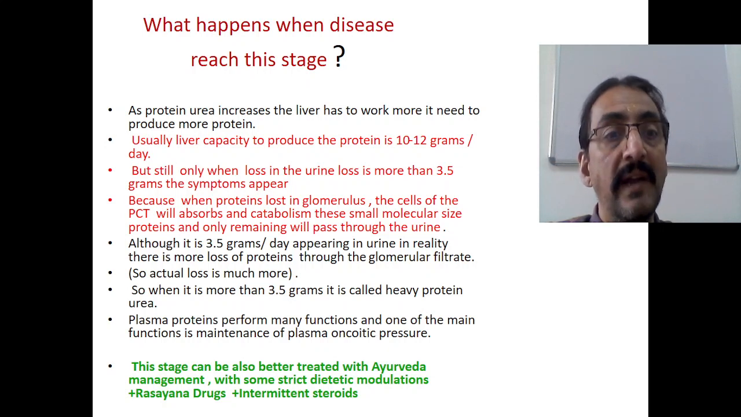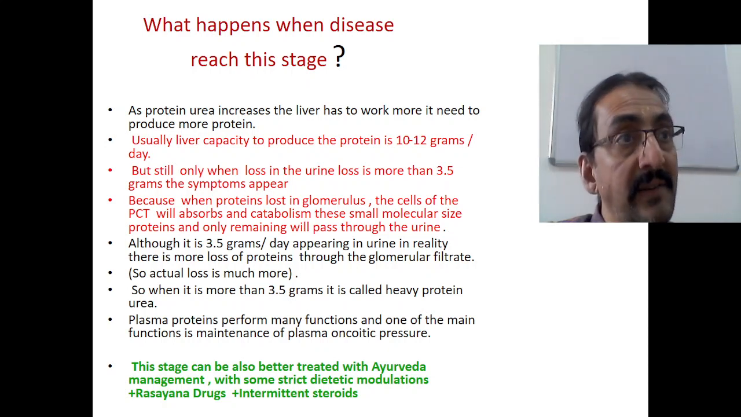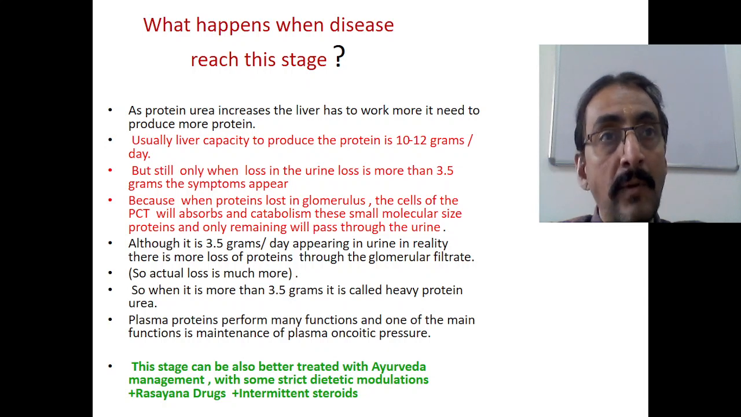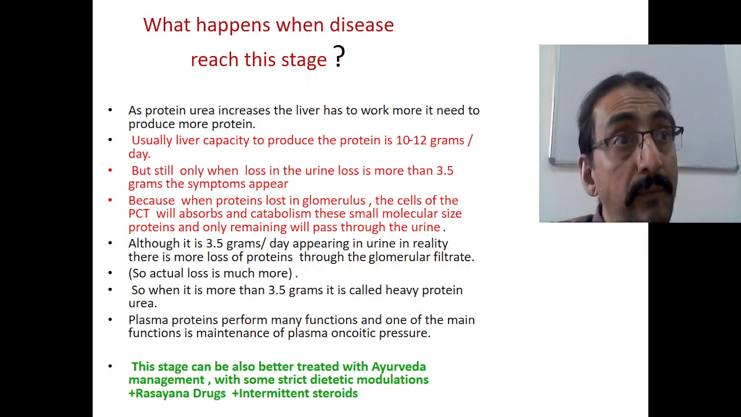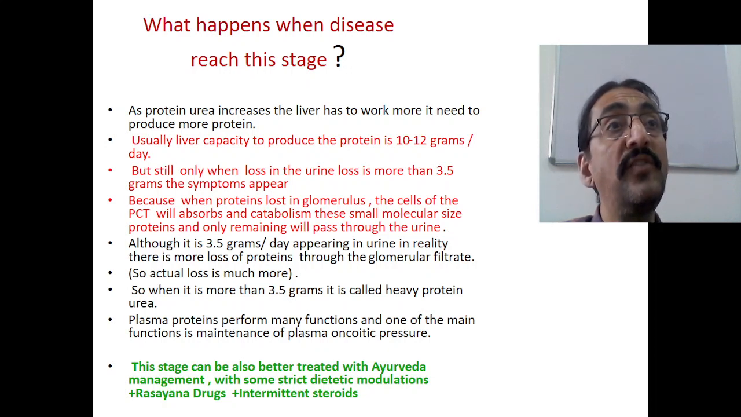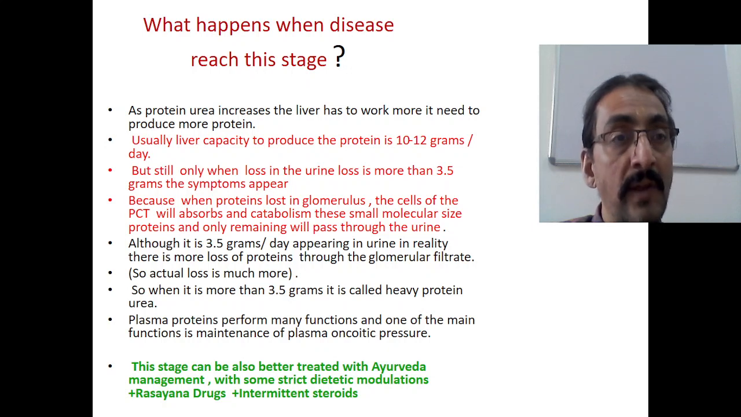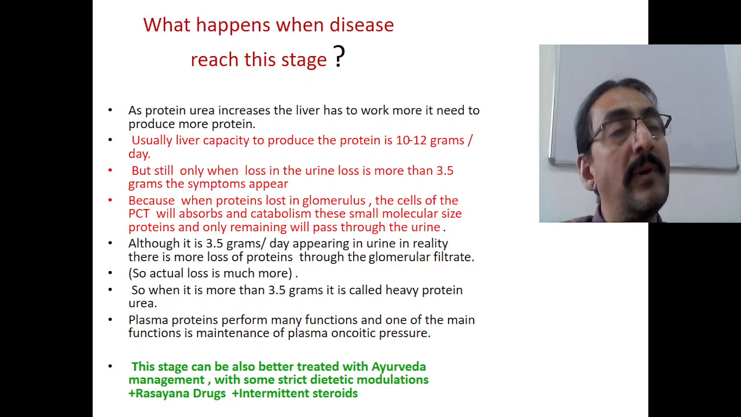Now the symptoms actually start, because when protein loss in the glomerulus is more, the cells of the proximal convoluted tubules absorb these molecular-size proteins and catabolize them, and only the remainder passes through the urine. This is very important to understand. Even though 3.5 grams of protein is appearing in the urine, that does not mean only 3.5 grams is going out. The glomerular filtrate comes to the proximal convoluted tubule, and the proteins present in the lumen are absorbed by the cells of the proximal convoluted tubule, which degrade them and convert them into amino acids.